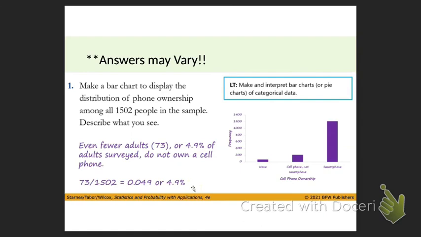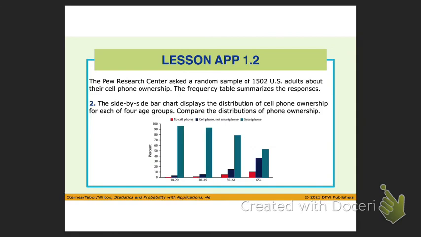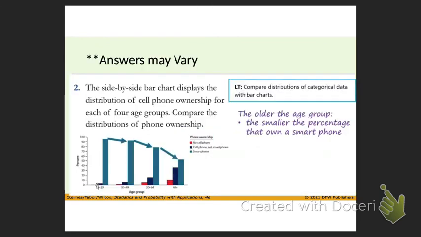The next one is, all right, here's a side-by-side bar chart, and we were supposed to compare the distributions. So again, answers can very much vary. Here's just one option. If you talk about the older the age group, the smaller the percentage that own a smartphone. So as we go from left to right, youngest to oldest, we are decreasing in the amount of smartphones. We are increasing in the amount of no cell phones. So those were some things you could have said there.